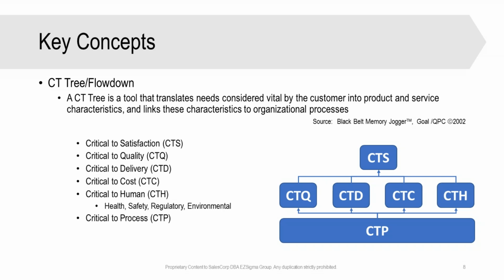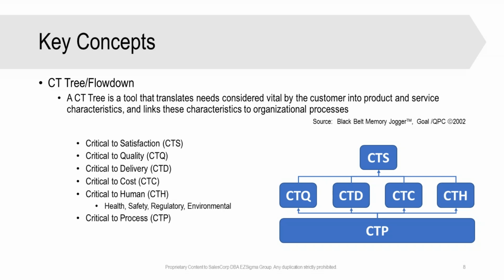So when we think of the critical to tree, we think about critical to satisfaction overall, which is made up of critical to quality, critical to delivery or cycle time, critical to cost, and then a fourth one, critical to human, or health, safety, regulatory, environmental. So the other things that we could be tracking. And that lets us understand going into it what the critical twos of the process are that flow into that. So that helps us try to understand what we're trying to achieve.